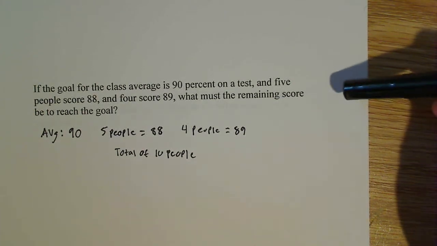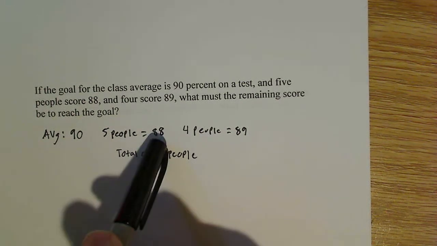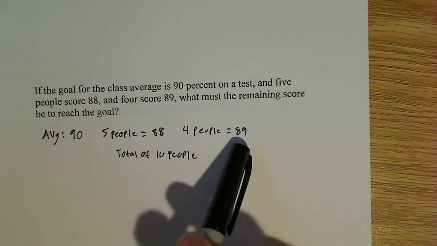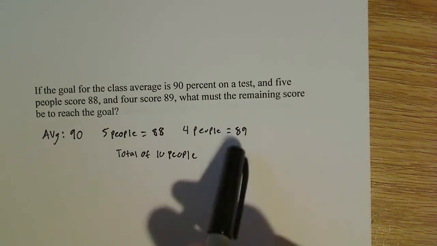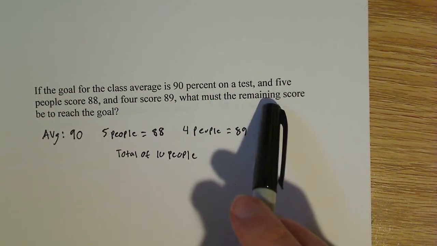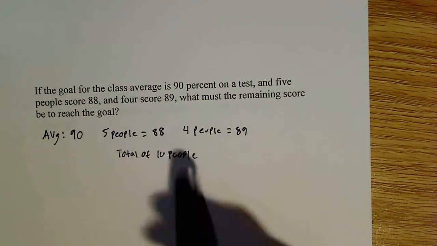We know what the average is, so I like to write down everything I have. The average is 90%. 5 people scored an 88, 4 people scored an 89, and that's a total of 9 people. And what they're asking for is that there's one remaining person, one remaining score. So that gives us a total of 10 people.